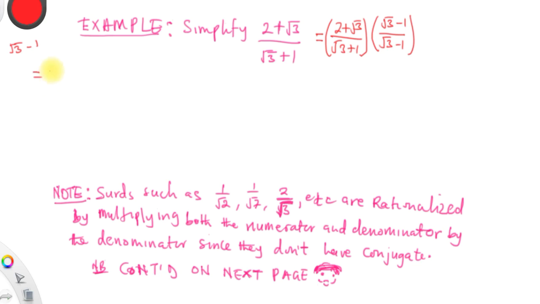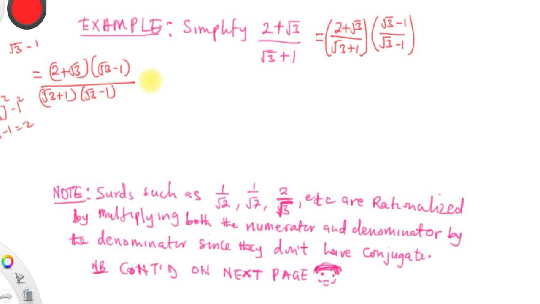So this is equal to 2 plus square root of 3, this numerator, multiplying the other numerator, square root of 3 minus 1, and then all divided by square root of 3 plus 1 multiplying its conjugate, square root of 3 minus 1. In the denominator you get a difference of two squares. So you get square root of 3 all squared minus 1 squared, which is 3 minus 1, which is 2.